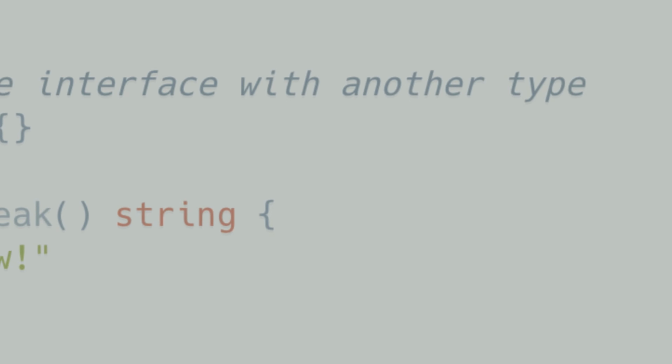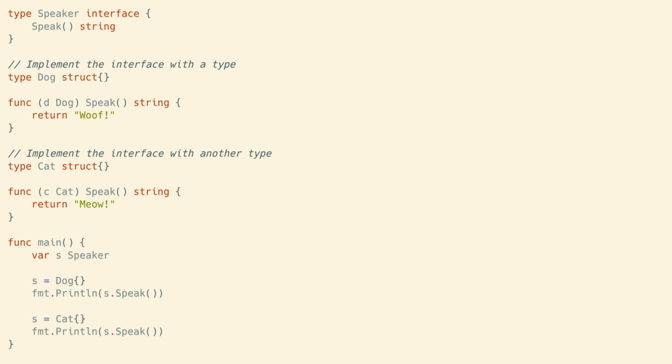Let's get started. In Go, an interface is a type that specifies a set of method signatures. Any type that implements those methods automatically satisfies the interface. This allows for flexible and decoupled code because different types can implement the same interface.